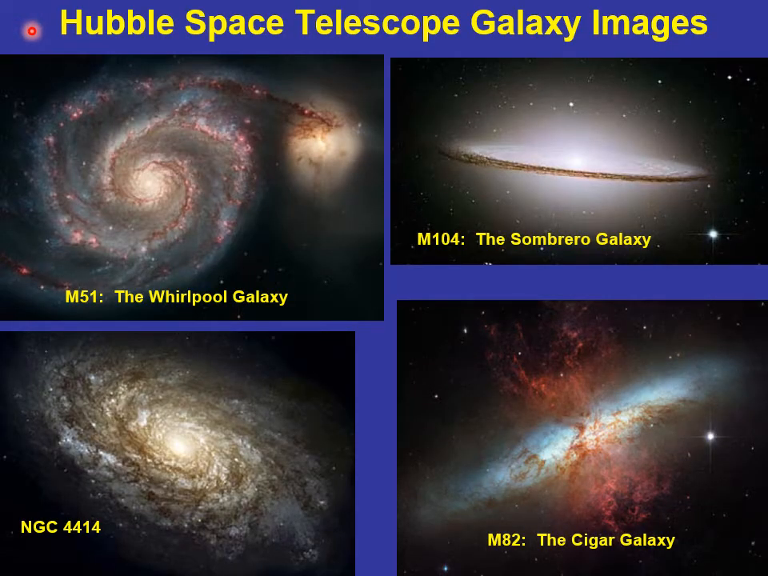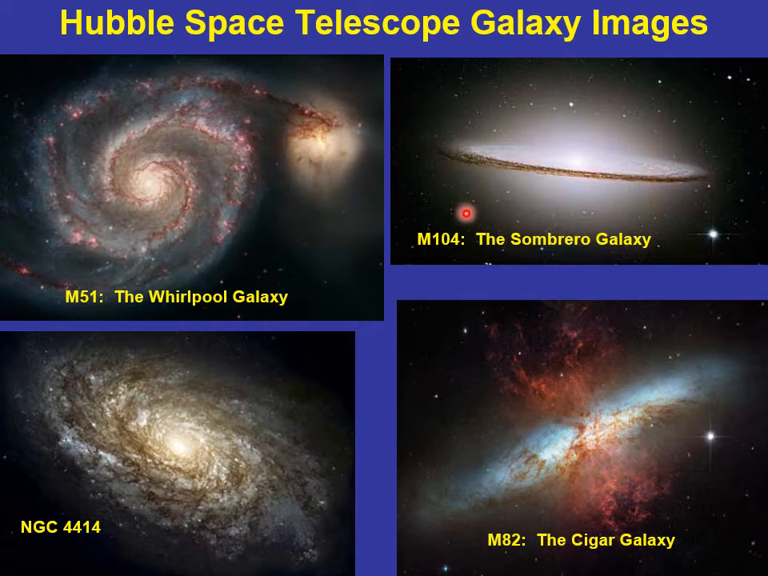Here are some Hubble Space Telescope galaxy images, and not surprisingly, these are much more detailed than I could ever dream of doing with my home-built telescope down here on Earth. This is the Whirlpool galaxy, the same one that you saw in the last slide. This is how it looks to the Hubble Space Telescope.